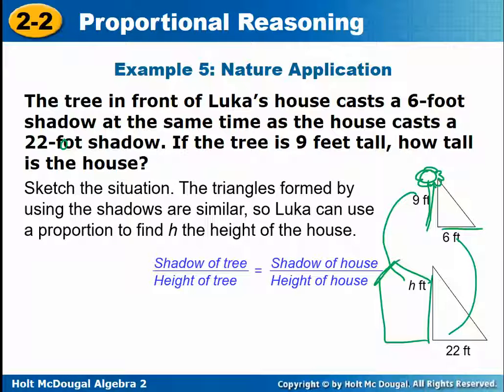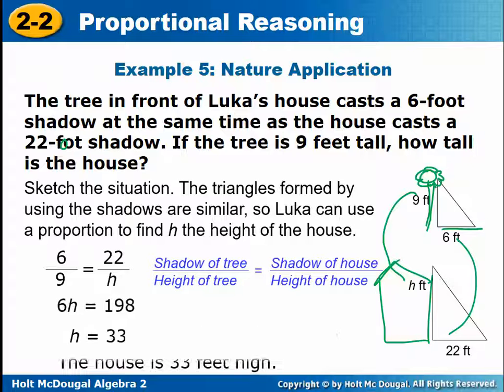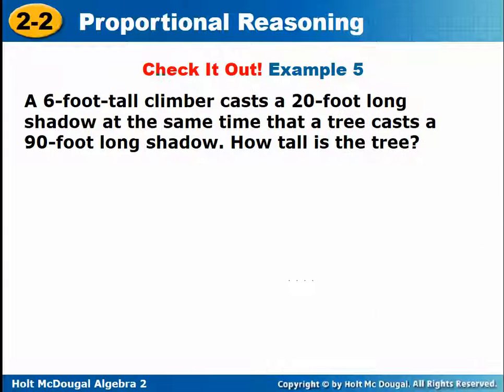In our text here, this example decided to go shadow of the tree over the height of the tree. So that's going to be 6 over 9 equals 22 over h. That's a valid way to set up this proportion, but there's many others that would work correctly. Whichever way you do it, you should get the same answer. Otherwise, you made a mistake. So 33 feet high is the house.